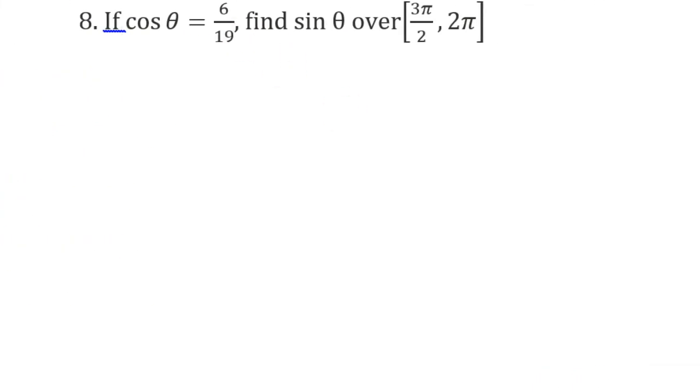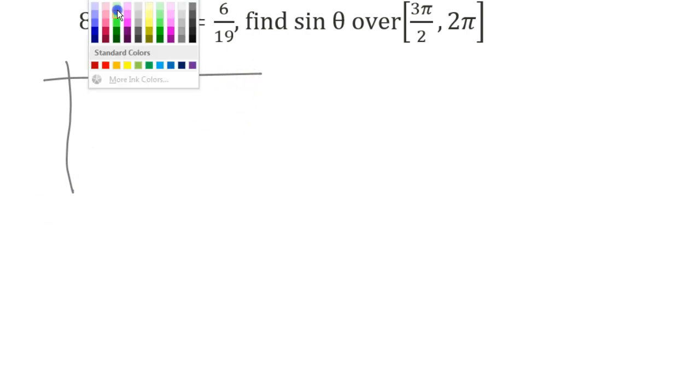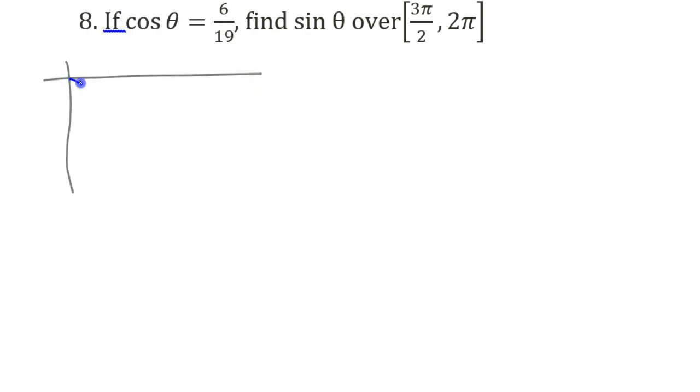Okay, let's take a look at number 8. We are between 3 pi over 2 and 2 pi. They are describing the fourth quadrant, so let's go ahead and draw a picture of that. So here we are between 3 pi over 2 and 2 pi. Here comes the triangle, and we have the x, the y, and the radius.